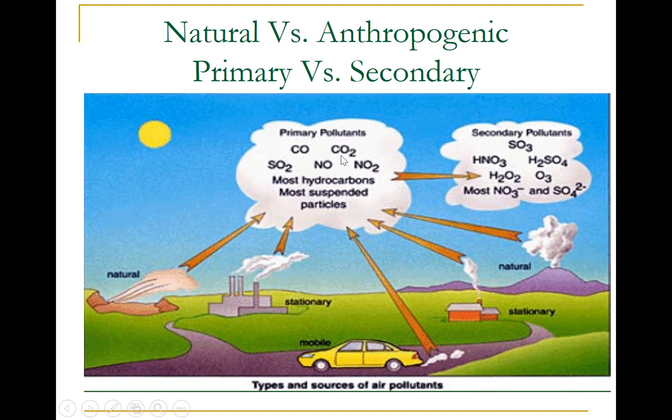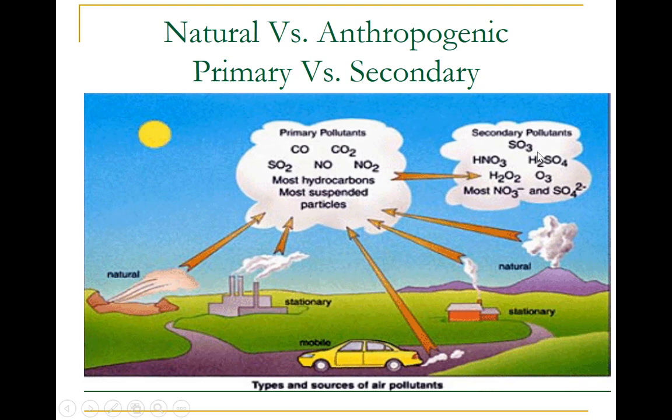Some examples of primary air pollutants are shown here. Carbon monoxide and carbon dioxide come directly from the burning of fuel. Sulfur dioxide typically comes mostly from stationary power plants, and nitrogen oxide and nitrogen dioxide come from combustion processes at high temperature. Then there are hydrocarbons and other particles coming from the combustion process or many other processes. Primary pollutants can also come from natural sources directly. If the pollutant is coming directly from the source, then it's primary.